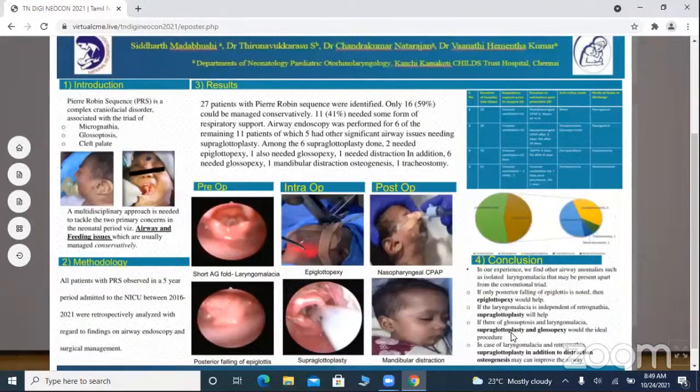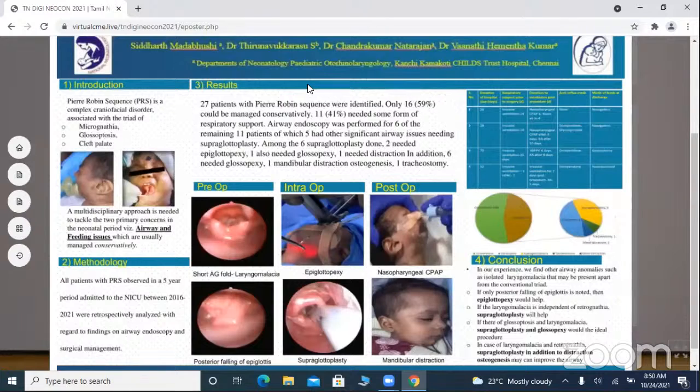Out of the 6, a significant number had other airway issues that required surgery in the form of supraglottoplasty. If you look at some of the pre-op photos, the main thing we wanted to highlight is that usually, if there's a significant airway issue, we limit ourselves to managing conservatively, either in prone position or with airway oxygen, or a simple tongue lip adhesion procedure is performed.